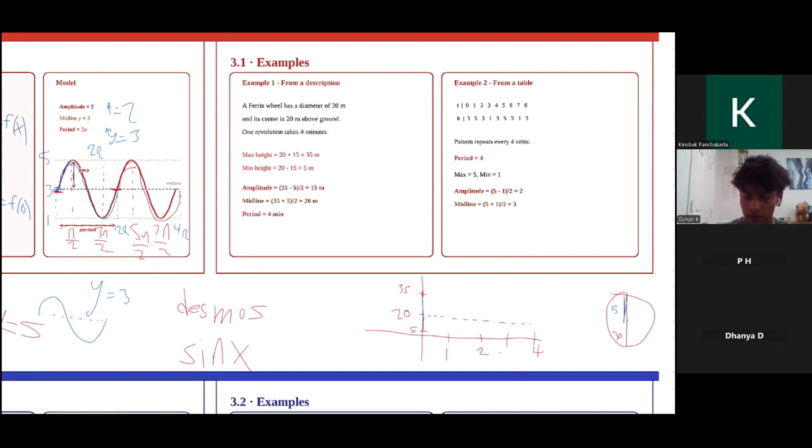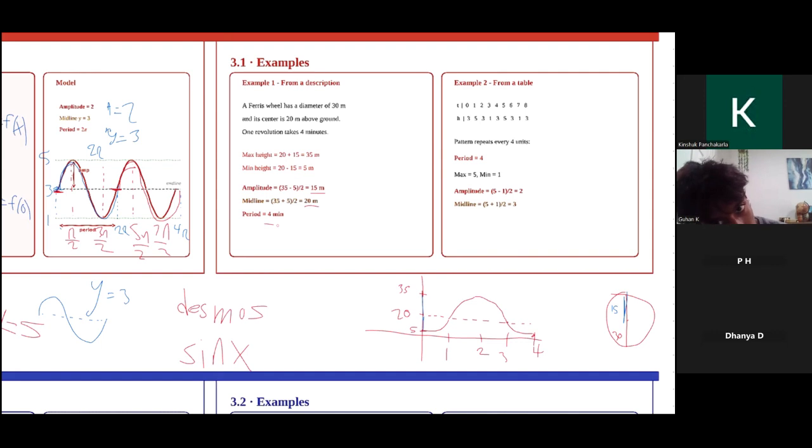Since you have 4 as the maximum point, you divide that by 2, and then you fill in the midpoints, which is like 1 and 3. So let's say it starts at the lowest point, then it would go something like this, this, this, this, and then it would keep repeating. And that's going to be our period. And as you can see, the amplitude is in fact 15, midline is 20, and the period is 4 minutes.